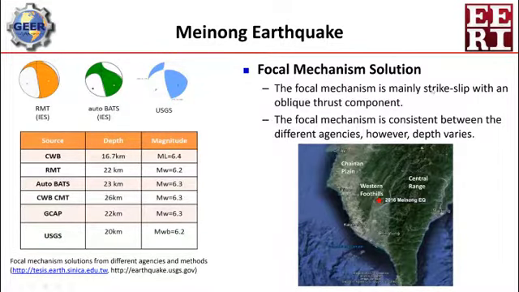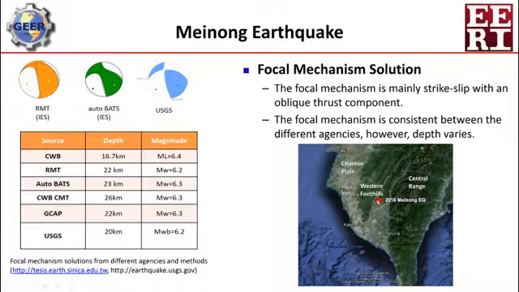So the focal mechanism solution, again, it's mainly a strike-slip event with an oblique thrust component. The mechanism is consistent amongst many of the agencies, although, as I mentioned before, the depth varies. USGS has it about 23 kilometers versus 16 kilometers for the Taiwan Central Weather Bureau.